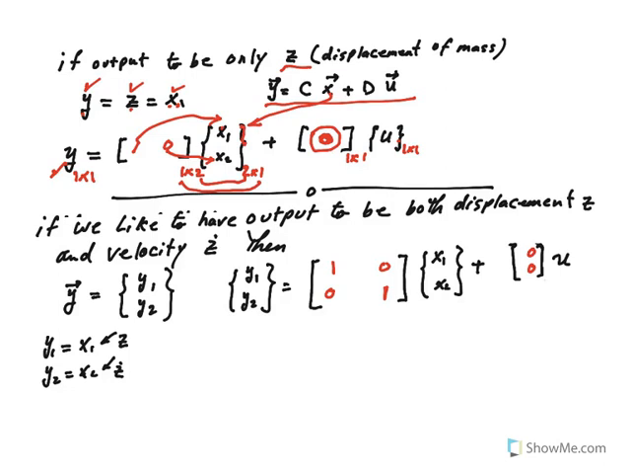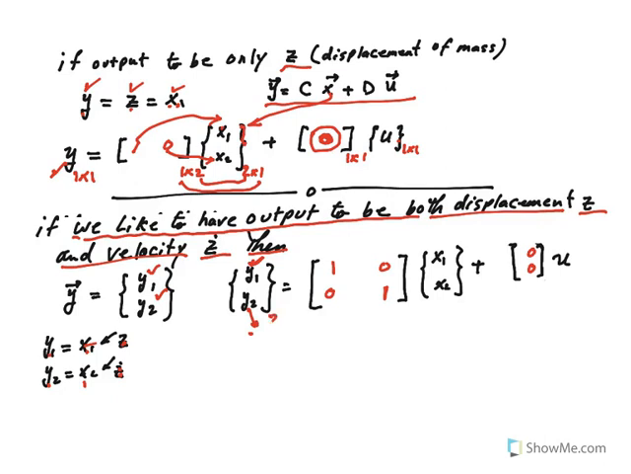Now, I just want to show you one other thing before I'm done with this video. I know that this is getting longer than usual, but let's just wrap it up here. What if you wanted to have output to be both displacement z and velocity of the mass, z prime? Then what happens to your output? Okay, so your output now, you want to be two outputs. One to be z, and one to be z dot. And remember, z is x1 and z dot is x2. So y1 would give me the displacement of the mass, and y2 will give me the velocity of the mass, right?